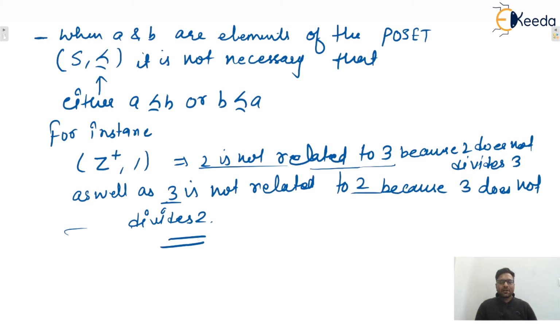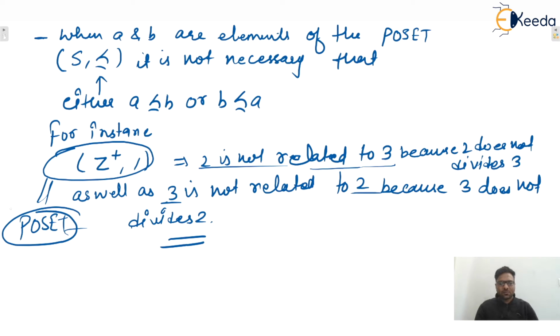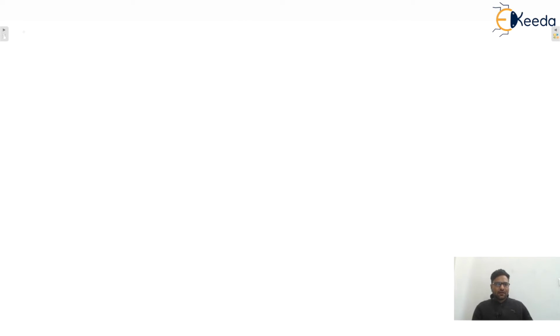Okay, so 2 is not related to 3, and 3 is not related to 2. Even then, we can say that this one is a poset. Yes or no? Yes, we recently discussed that this is a poset. So in any poset, for any elements, let's say A, B, it is not necessary that either A is related to B or B is related to A. That is not compulsory. Next, we'll see what is the meaning of comparable elements.